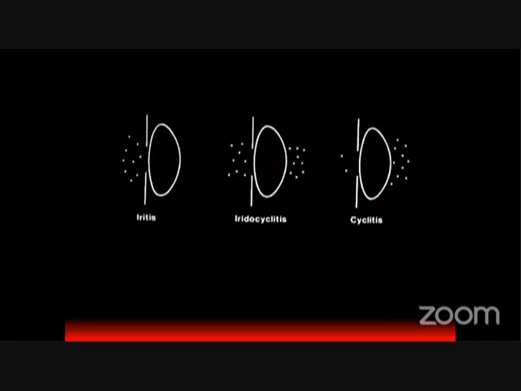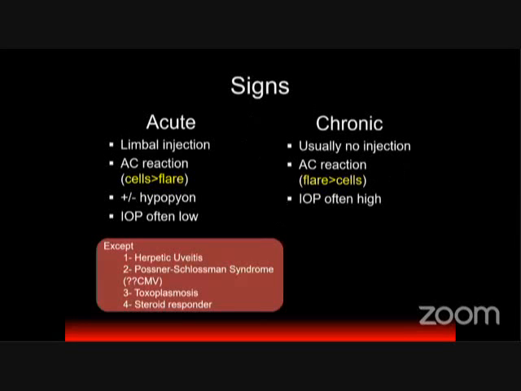Now, we're going to go through the main findings in each entity. This classification, we're going to go anatomically, really. So anterior uveitis is either going to be iritis, iridocyclitis, or cyclitis. Basically the source of inflammation is the anterior segment. Even if you have some cells behind the lens, it's okay. We still consider this anterior uveitis. It's okay to give topical treatment for these patients.